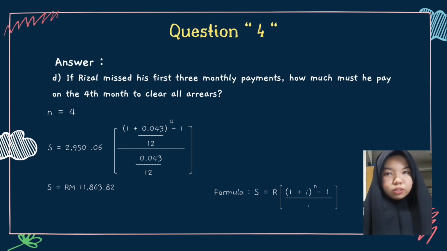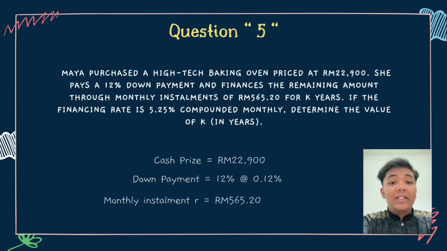That completes the breakdown. Okay, our next question: Maya purchased a high-tech baking oven priced at 22,900. She pays a 12% down payment and finances the remaining amount through monthly installments of 565 ringgit 20 cents for K years. If the financing rate is 5.25% compounded monthly, determine the value of K in years. So in this question, we need to find K, which is years.